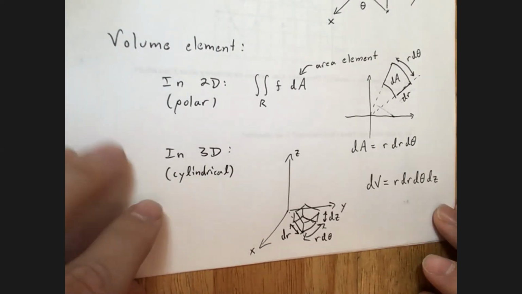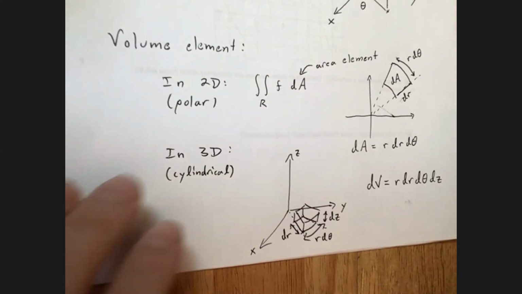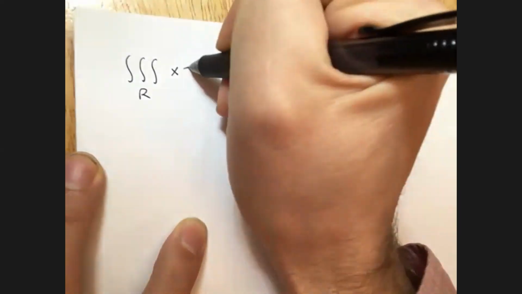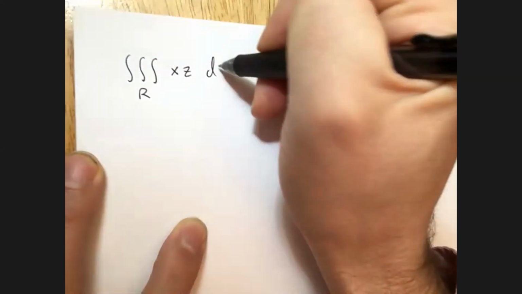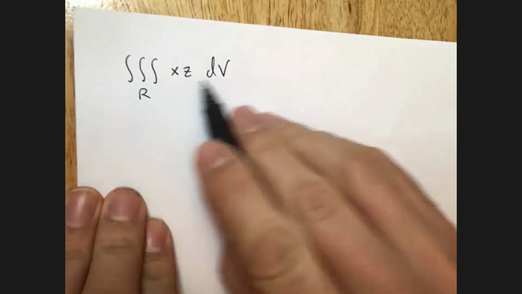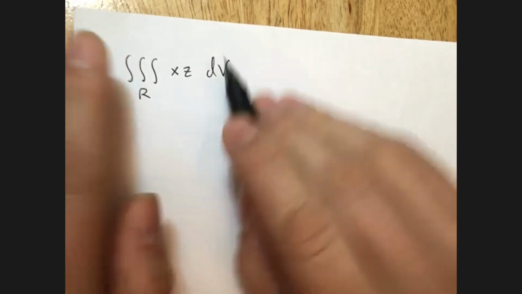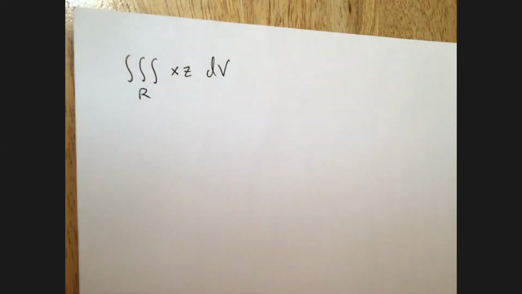Let's look at an example where we have to do an integral in cylindrical coordinates. What we're going to do is evaluate this triple integral over a region. We're going to integrate xz dv, so with respect to volume. Whenever you see three integral signs, it's going to be dv. If there's two integrals, you're going to have dA. And then we'll later break that down into the dx's and dy's, or the dr's and d thetas.